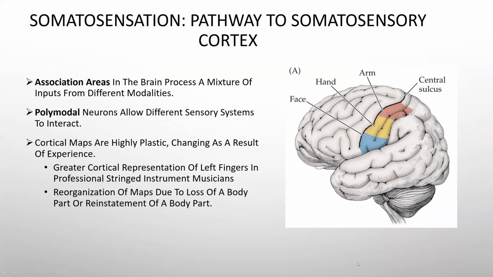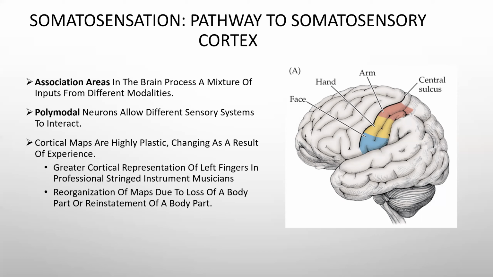Then after the somatosensory cortex, now we're dealing with association cortices, or areas in the brain that process a mixture of inputs from different modalities. You'll notice here that, again, it's not only just that post-central gyrus, but now there's a gyrus even behind that. That's what we're focusing on here in this association area. And polymodal neurons allow different sensory systems to interact.